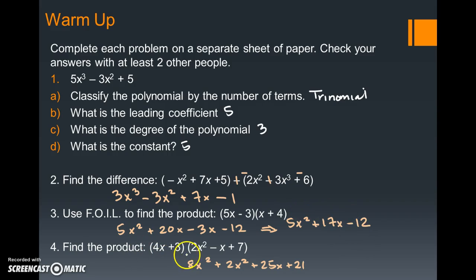This one you're going to need to use a box for, or distribute each of these terms. So you can distribute the 4x to here, here, and here, and the 3 here, here, and here. Then when you combine your like terms, you should get 8x cubed plus 2x squared plus 25x plus 21.